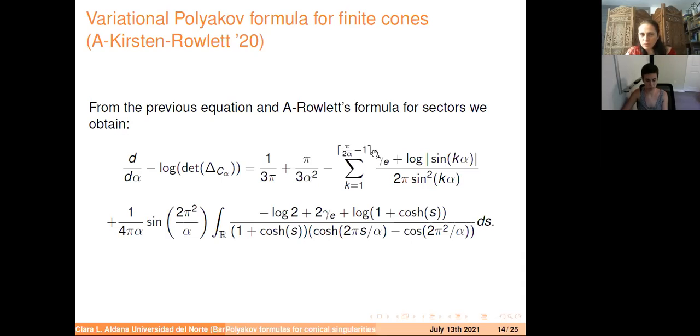So this formula can also be computed just replacing and calculating these formulas. So this is a very nice formula, I think.